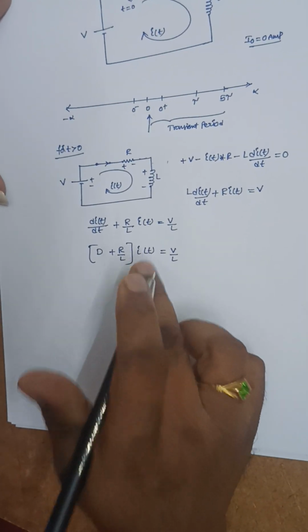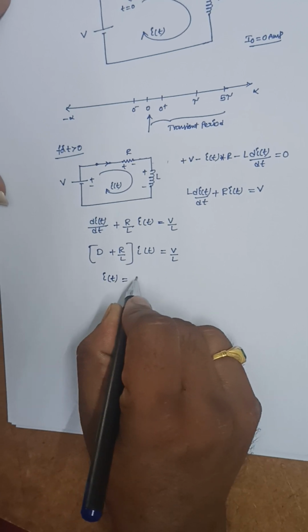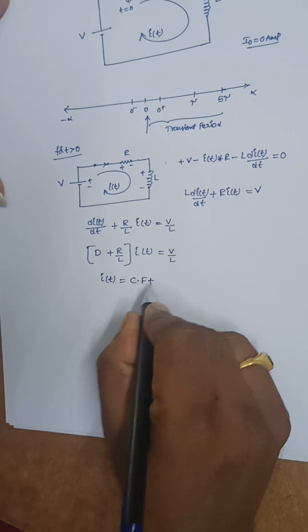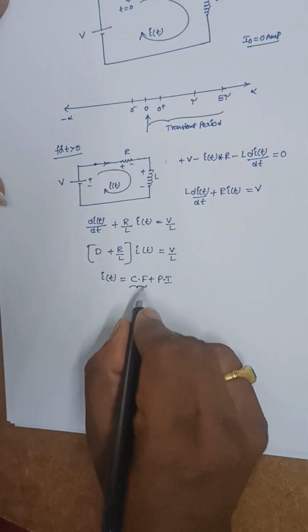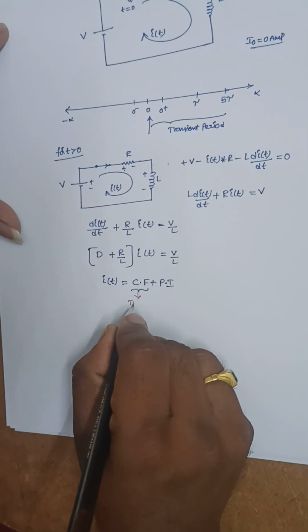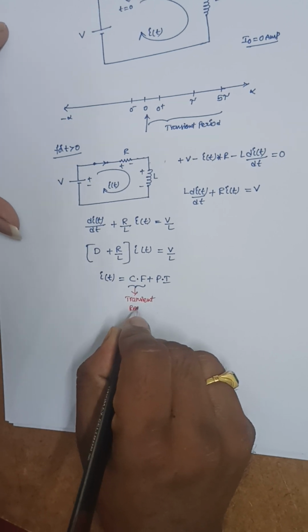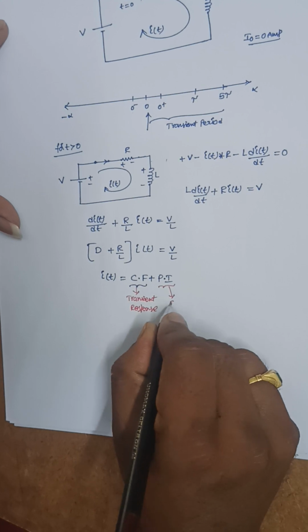So the solution for this will have two things. The solution consists of complementary function plus particular integral. Normally this complementary function represents the transient response, and this particular integral is the steady state response.